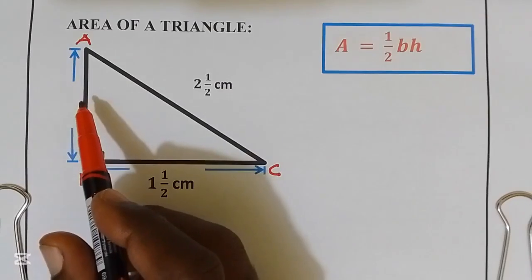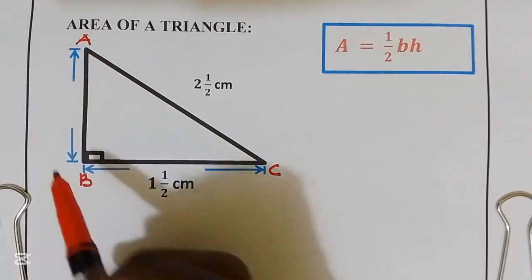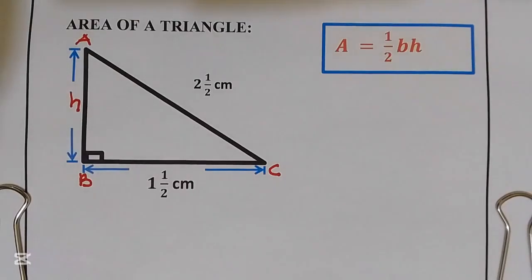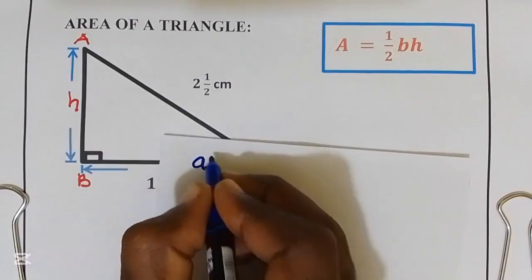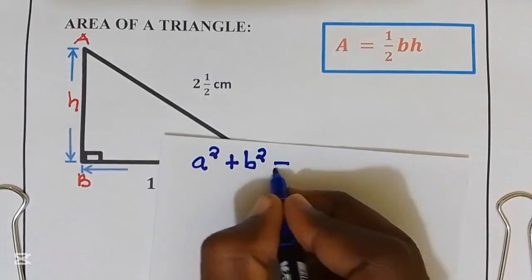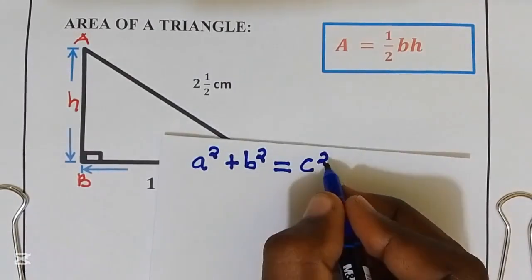Let us name our triangle as triangle ABC. Let us indicate distance AB as the height. From Pythagoras theorem, it is stated that for a right-angled triangle, the sum of the squares of the short sides is equal to the square of the long side. A squared plus B squared is equal to C squared.